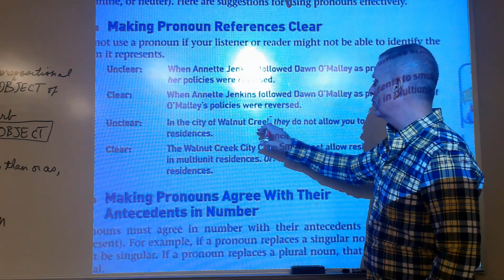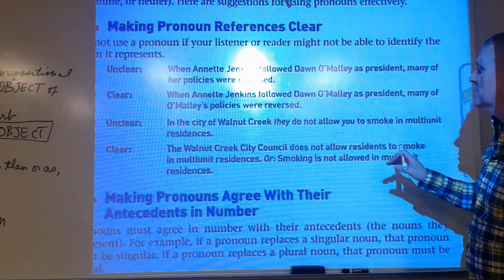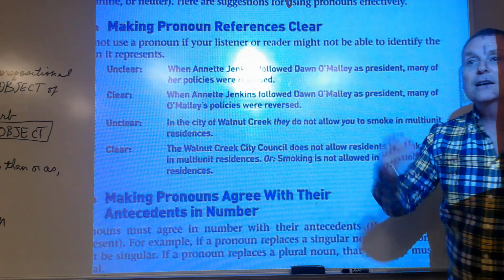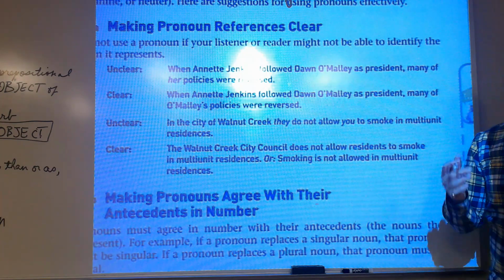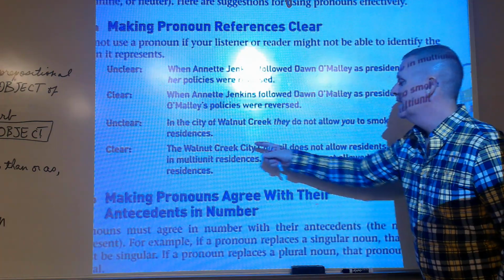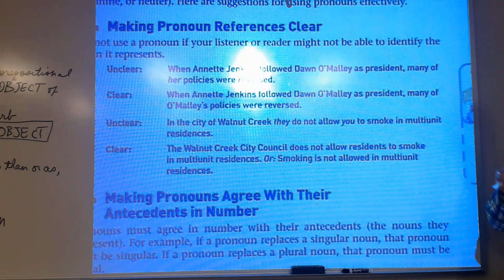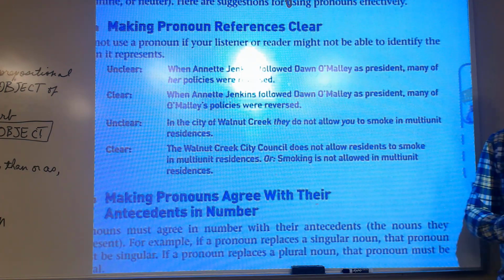In the city of Walnut Creek, they do not allow you to smoke in multi-unit residences. Who's they? It's unclear. So it's an indefinite pronoun reference. Be specific with who they are. The Walnut Creek City Council does not allow residents to smoke in multi-unit residences, or smoking is not allowed in multi-unit residences.